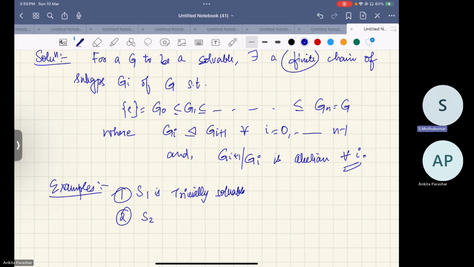In S2, you have only two elements, the identity and the transposition (1 2). Then what subgroups are possible? Therefore, the identity is contained in S2. This is the chain we have, right? So can you argue about this chain? Is the identity a normal subgroup of S2?